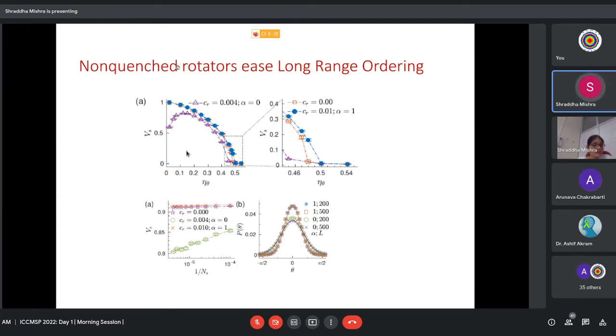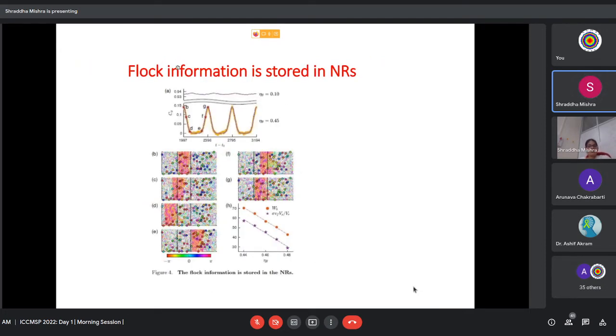The non-quench rotators are not able to disturb the long-range ordering, but actually they facilitate or ease the ordering near the transition point. There is an enhancement in ordering in the system. Not only that they enhance the ordering, they have even more details. For looking at that, we look at the orientation autocorrelation of the rotators, because rotators are reorienting because of the passive flow. So we want to see whether we have some effect of passive flow in these rotators.